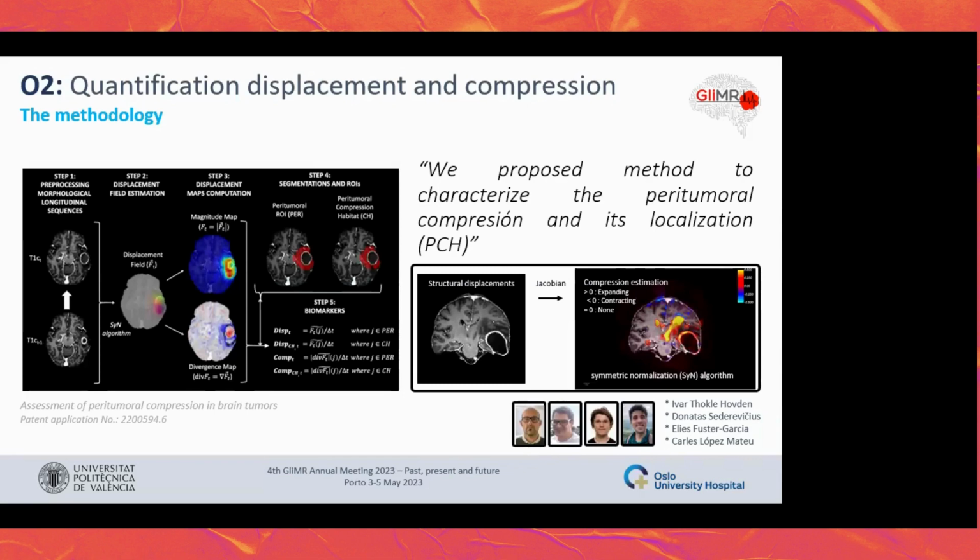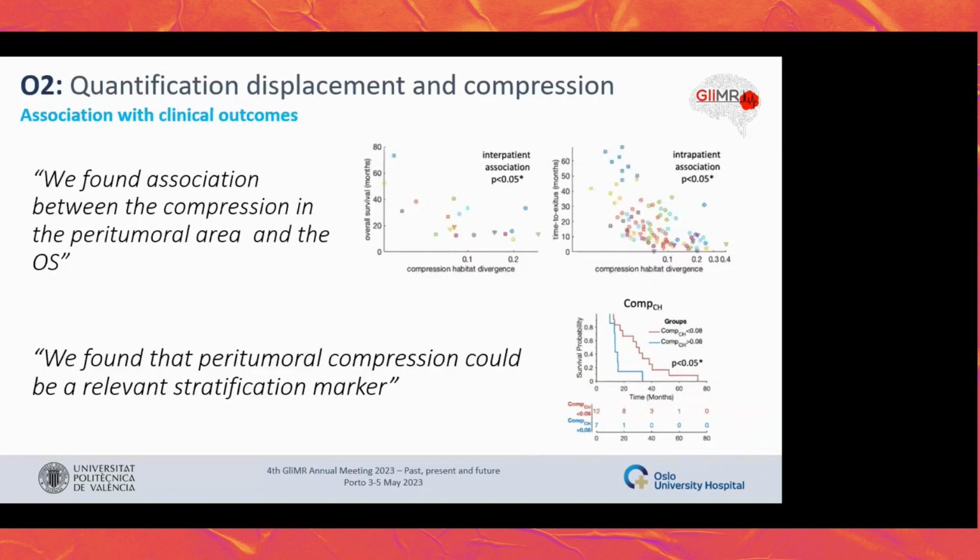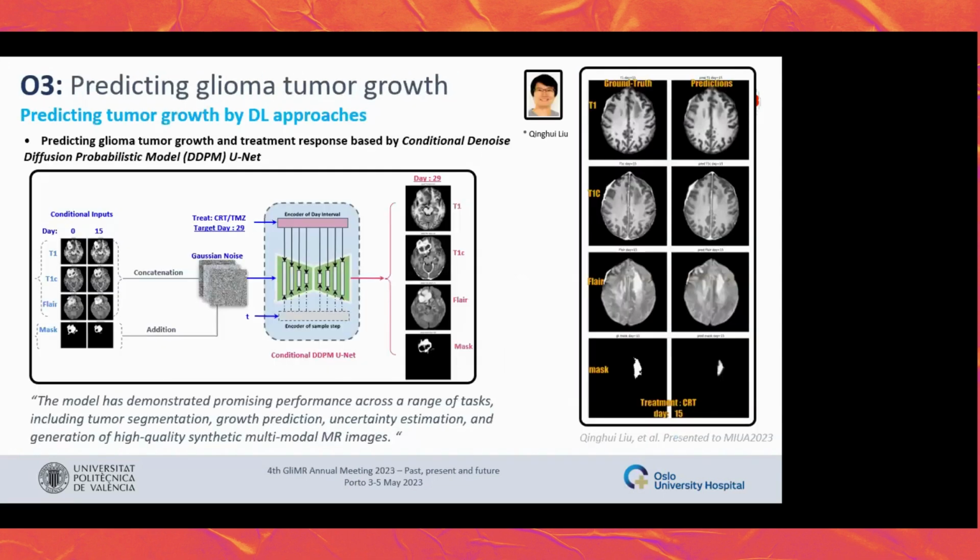This is more or less how it looks for a longitudinal study, in which we have the displacement maps and the compression maps through time. This leads us to different preliminary results with overall survival. We can say that we found that peritumoral compression could be a relevant stratification marker.